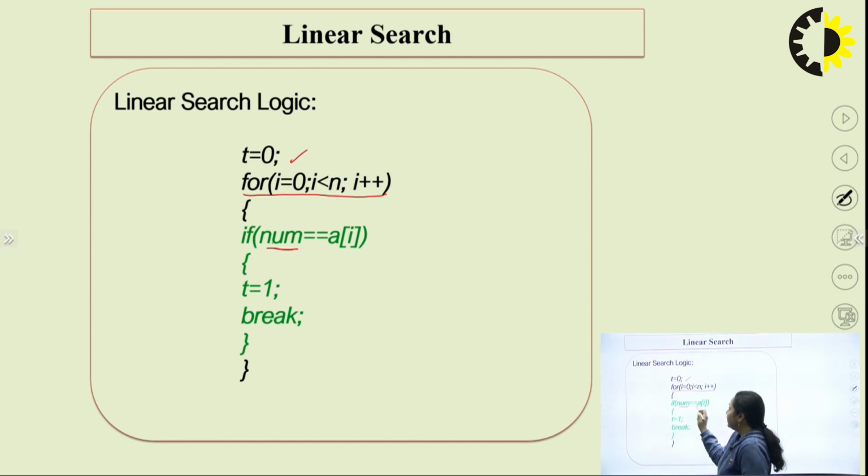Now, if this condition is true, means if the number matches, t will become 1 and the loop will break here.